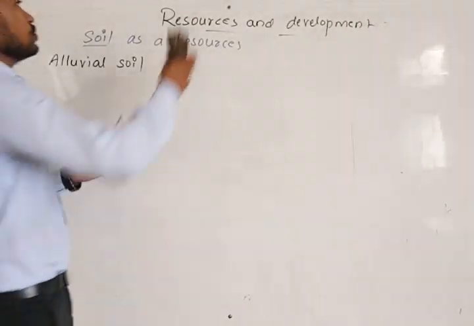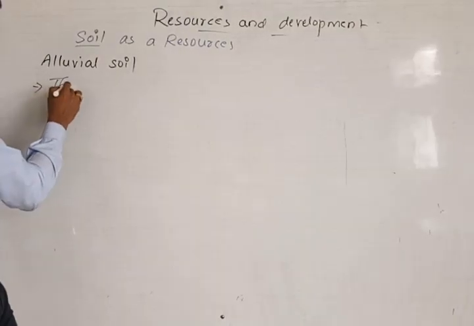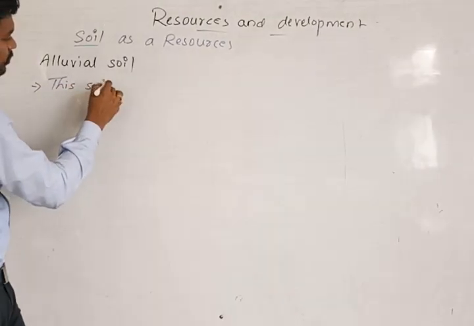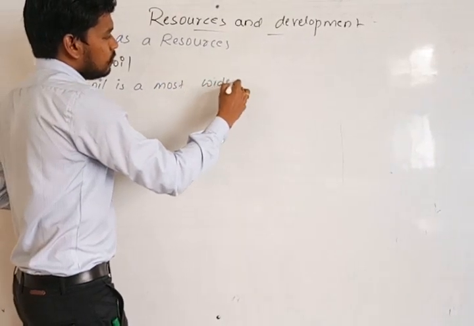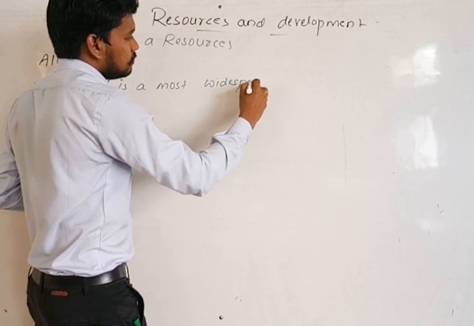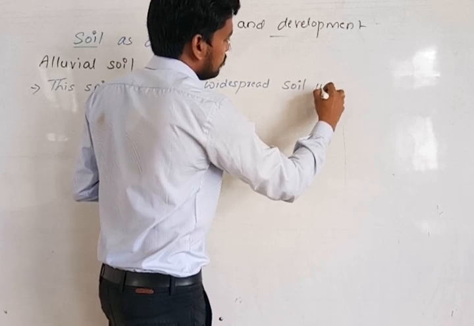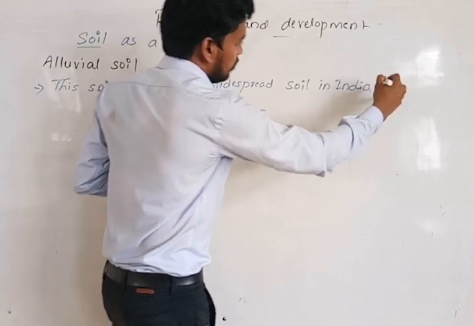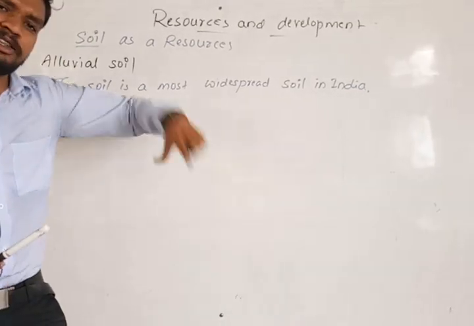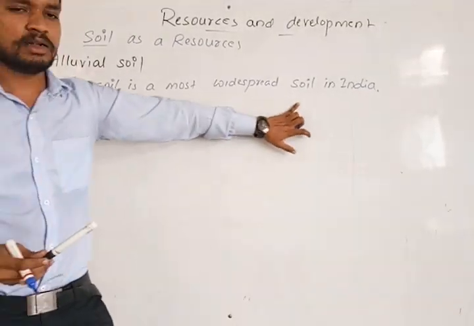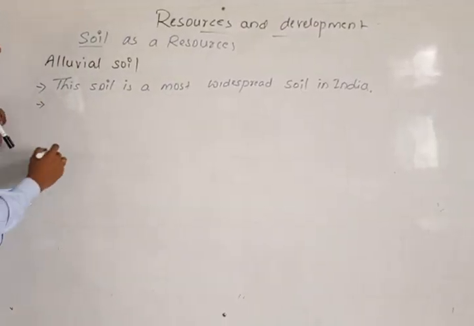This alluvial soil is the most widespread soil in India. This entire northern part of India is covered by this soil, around 7 lakh square kilometer.